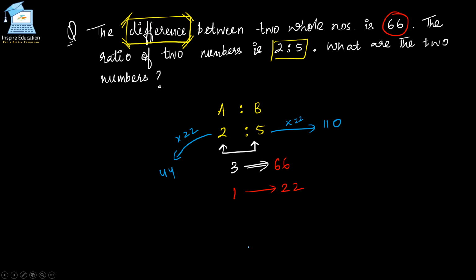Don't make the blunder of adding 2 and 5 and equating 7 to 66. Don't do this. This is a blunder because 7 is the fake total and 66 is the original difference. So you need to compare fake values with original values, but the parameter has to be the same. Fake total has to be compared with original total. Fake difference has to be compared with original difference. Okay, like this.